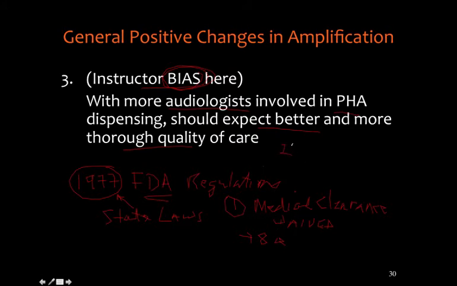Another thing that came out of the FDA regulations was the notion of a 30-day trial period. With a 30-day trial period, that means in the law, and again in state law, that a person could get a hearing aid, have it for 30 days, and at the end of the 30 days give it back and get all their money back. So the notion of a 30-day trial period is a fundamental one as well, that again finds its roots in the 1977 FDA guidelines.